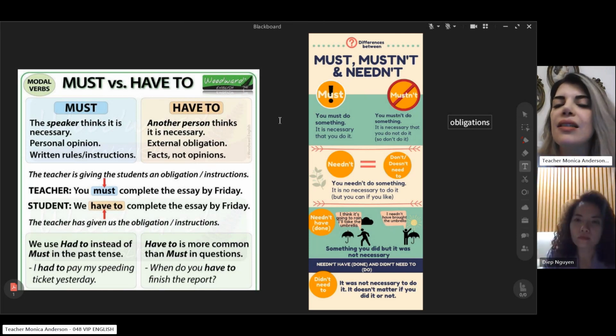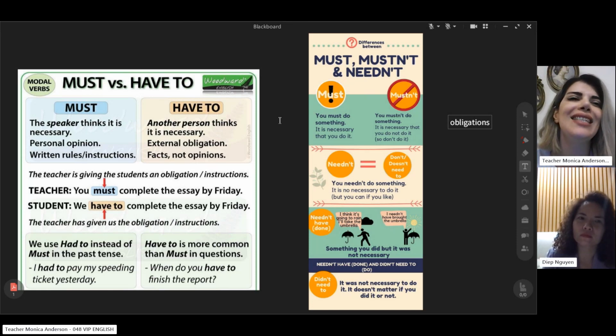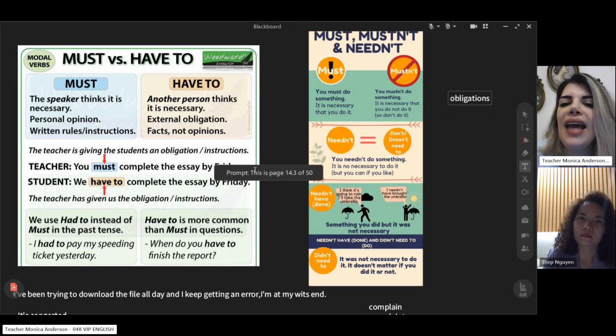Okay, so needn't. Actually, this is really common to use needn't. When you say you needn't do something, it means it's not necessary to do it, but you can do it if you like. For example, "Oh, you needn't cook." It means it's okay if you don't cook, but if you want, you can do this.